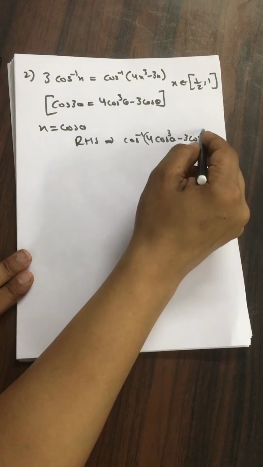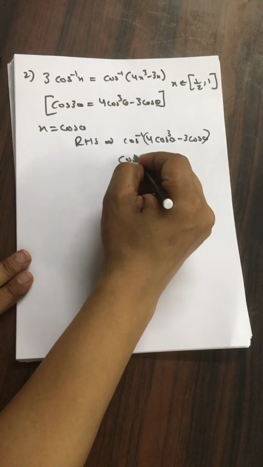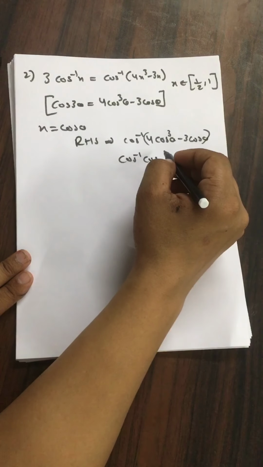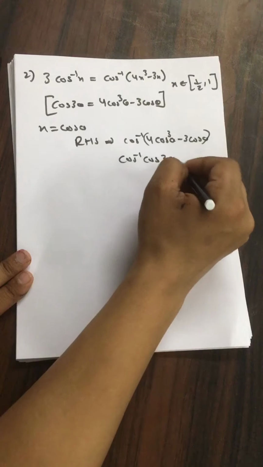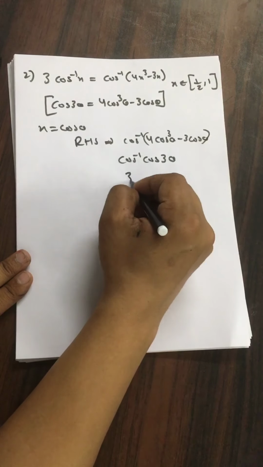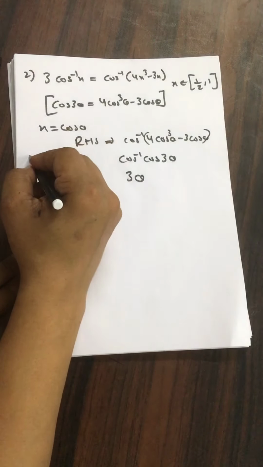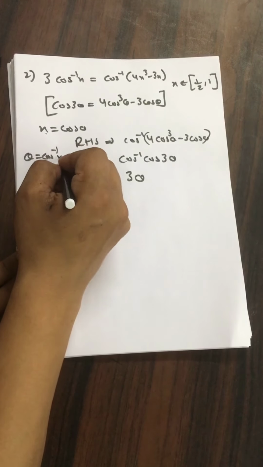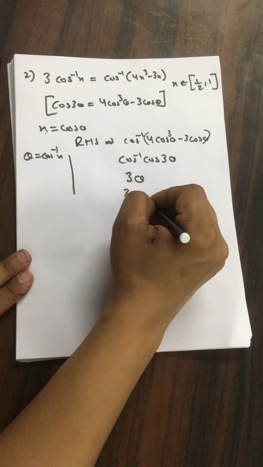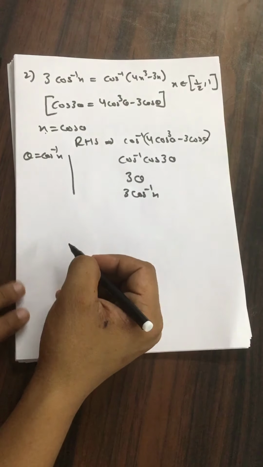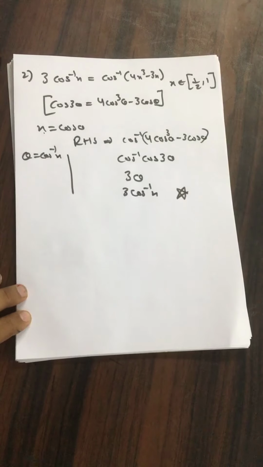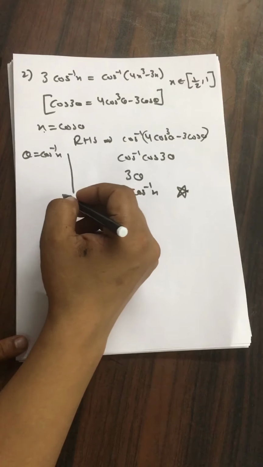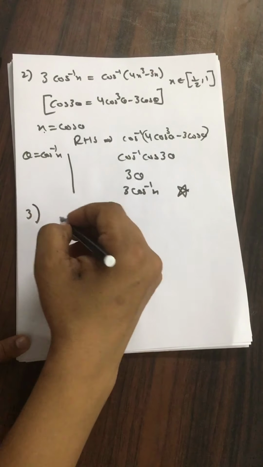So it becomes cos inverse of 4 cos cube theta minus 3 cos theta. This becomes cos inverse cos 3 theta. So cos cancels, and this becomes 3 theta. And in the previous question we discussed, if x equals cos theta, then theta equals cos inverse x. So 3 cos inverse x. That's it. Done. LHS equals RHS. Got it? Simple? Yes. Let's move on to the next question.